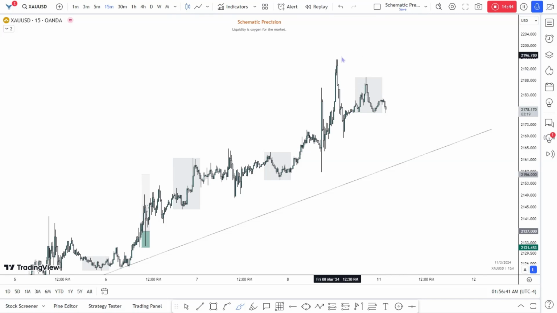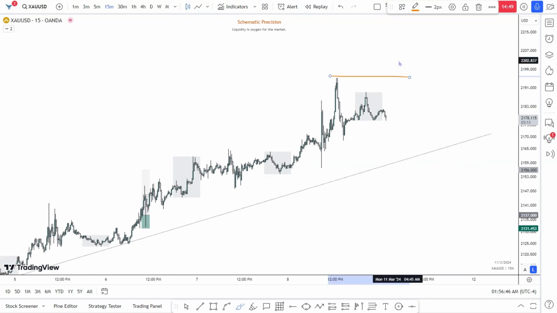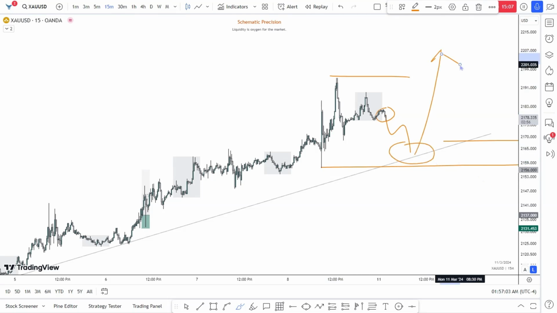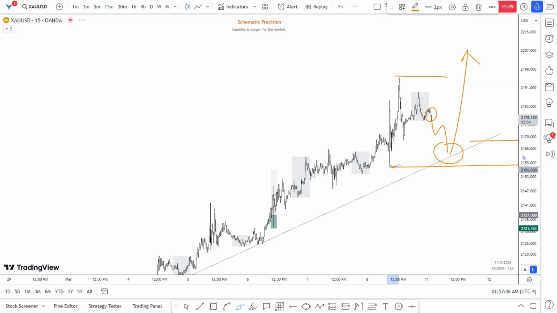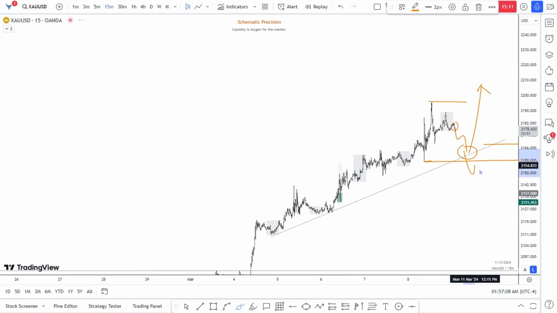If it continues higher, it will be difficult to buy from this particular point in time. But if we see any correction below 2170 and till 2158, this area I'll be considering for my buys intraday, and below this I'll be wanting price to come more down, take all this liquidity, then I'll be looking for buys.